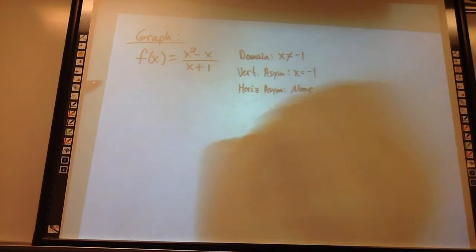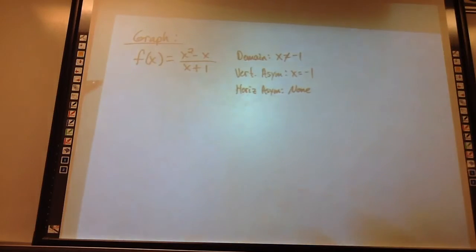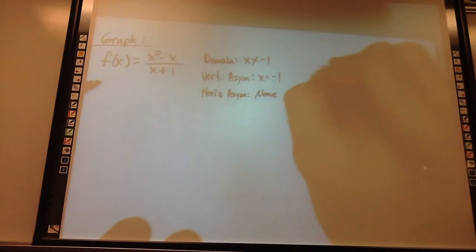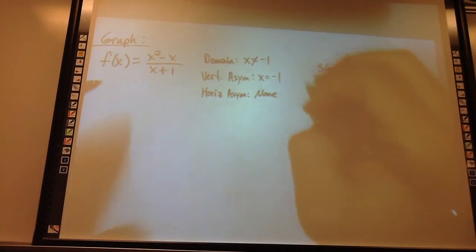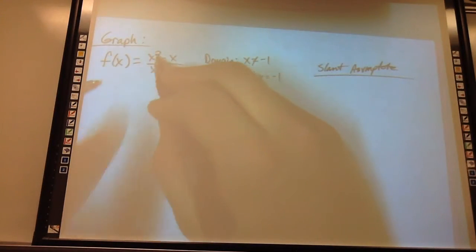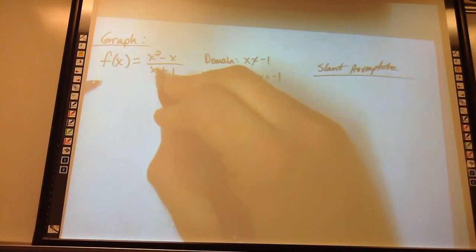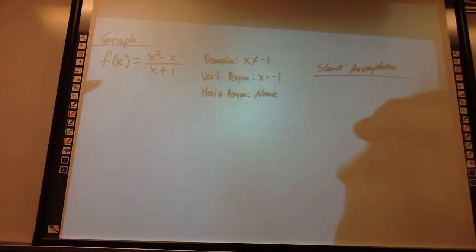But here's the thing, this is new. There's another kind, called a slant asymptote. If the power on the top is exactly 1 bigger than the power on the bottom, there's a slant asymptote.